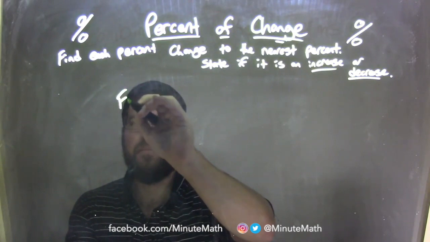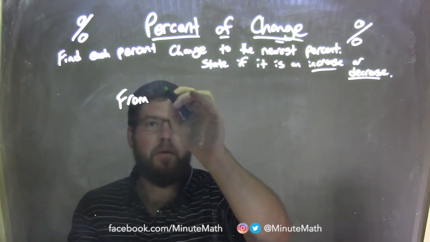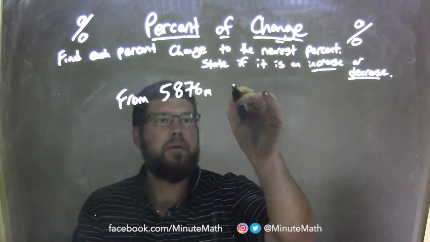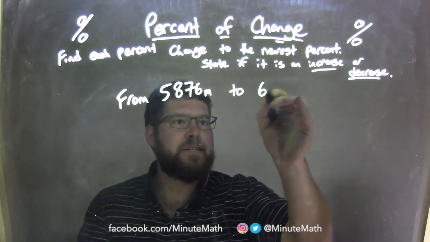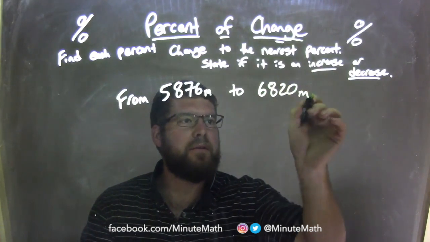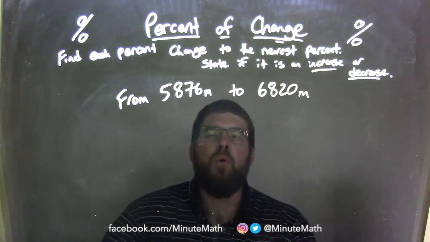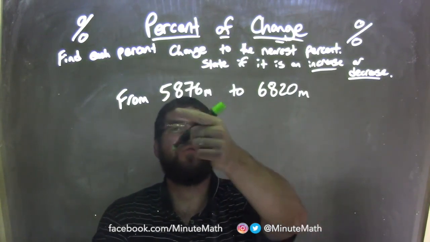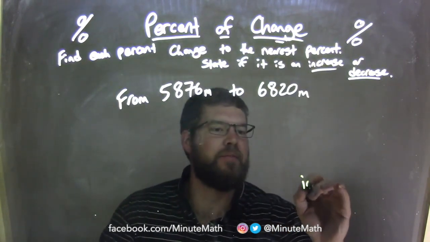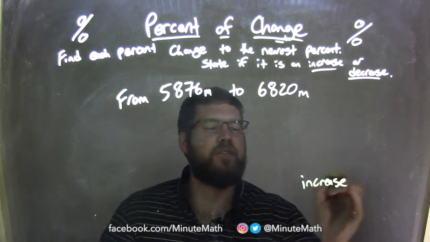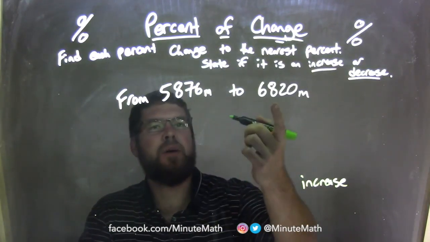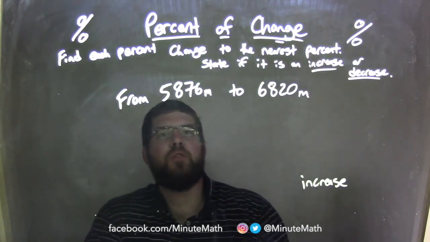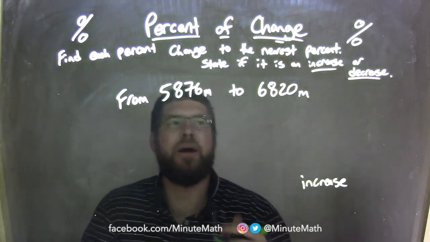From 5876 meters to 6820 meters. Okay. Well, first things first, is that an increase or a decrease? And it is an increase. We're going up here, so it's an increase. So I'm going to write it here first on the side. Now I need to take the large number, subtract the smaller number from it, to find how much of a meter increase this is.